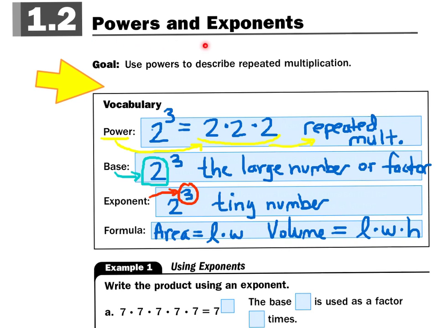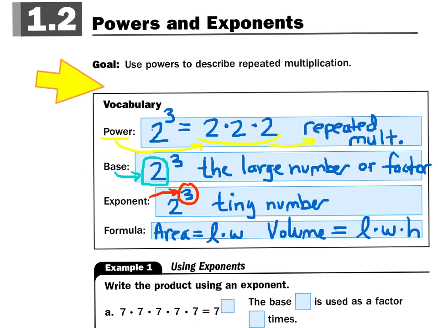Hi, let's talk about powers and exponents today. So take a look at the word power. Power just means repeated multiplication. So it's when we would take 2 to the third power and write it out as 2 times 2 times 2. That's all that means.